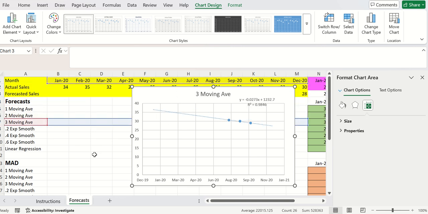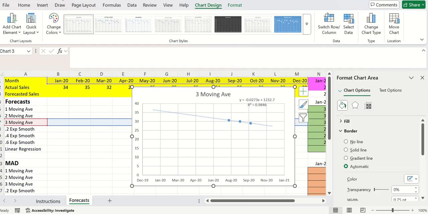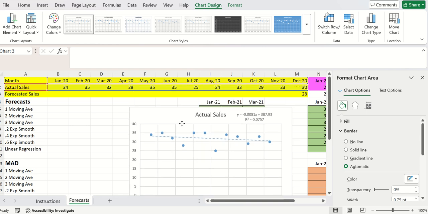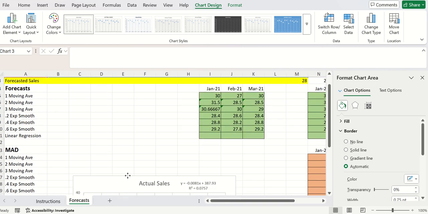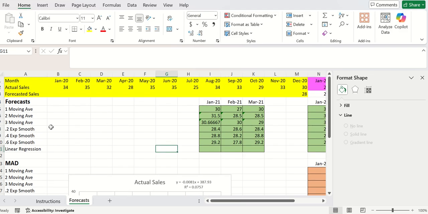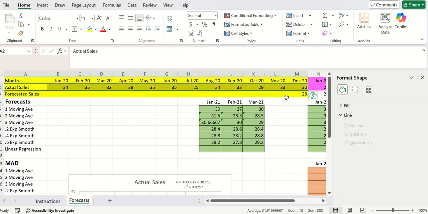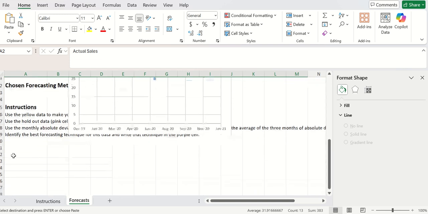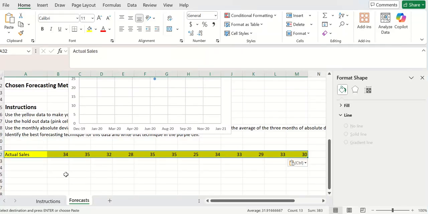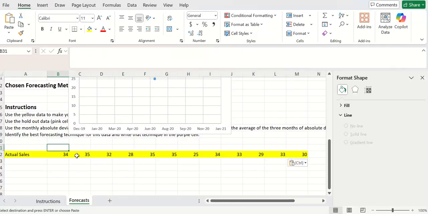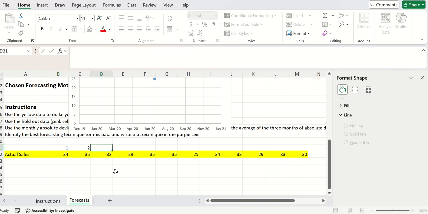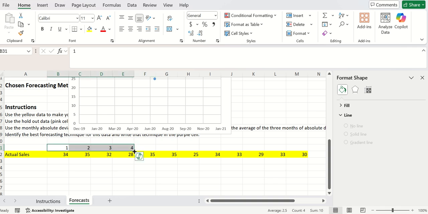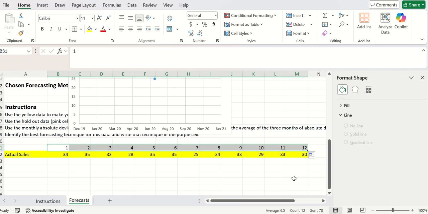I'm going to pull this down and out of the way. Let's take our information here. I'm going to drag it down a little bit too. And instead of using the month, let's switch this over to something that makes sense to me. This is time period 1. This is time period 2, 3, 4. Let's drag this forward. Okay.